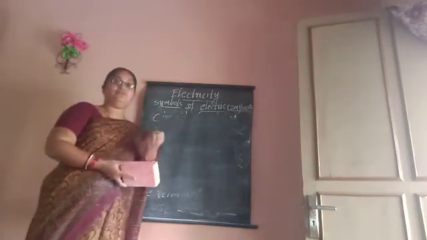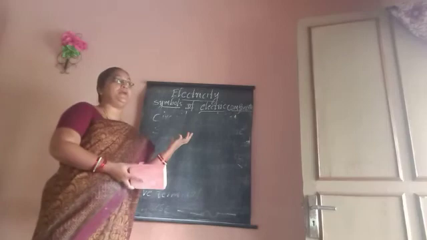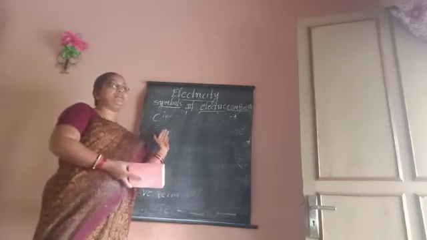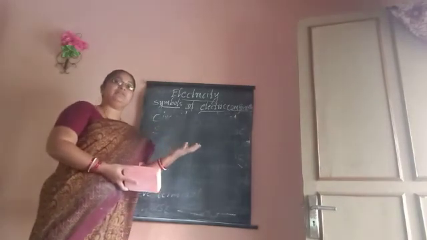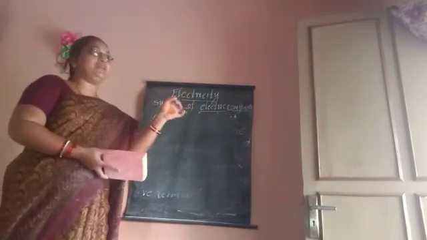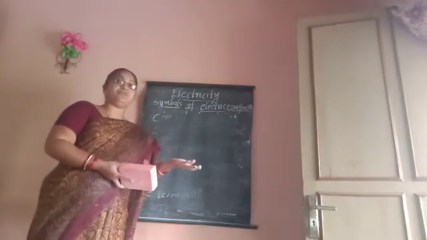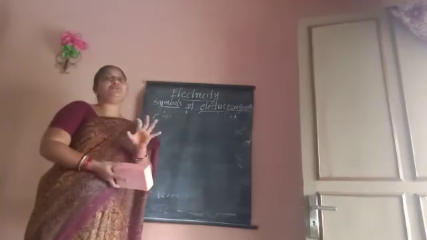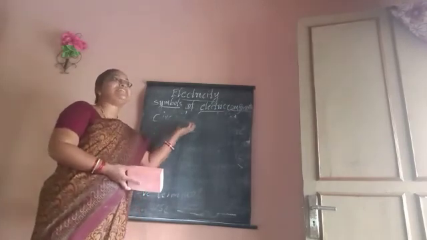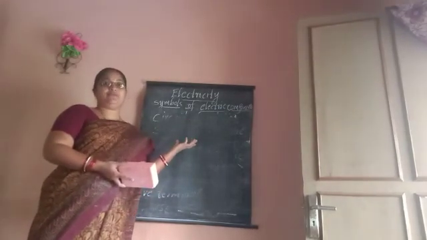Okay, if the switch is open, it is said to be an open circuit. Then electricity will not flow through that circuit. If there is any gap in the wires also, it is said to be an open circuit, and electricity will not flow through that circuit. We have also seen the sequence of electric components in the circuit diagram.